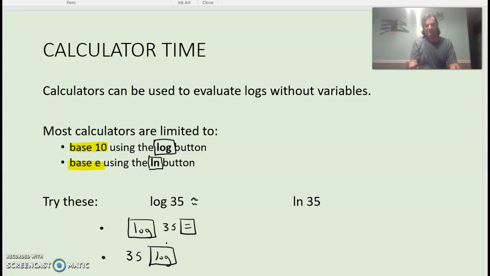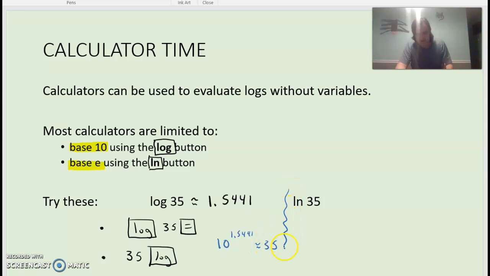So I'm going to round this to 4 decimal places, but you would have more on your screen. It should give you 1.54406, so I'll round it to 1.5441. So that's rounded off a bit. Now that's log base 10 of 35. So essentially what that means to you is that 10 to the 1.5441 is about 35. So keep in mind what log means. So it actually has a meaning to it, not just some weird number.